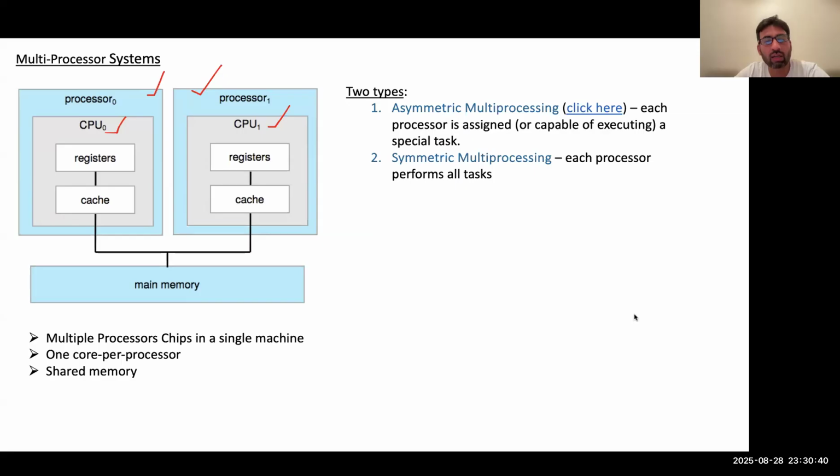Another example is, let's say in a machine you have two processors. One of them is for running only floating point instructions, and the other is for running all other instructions. So yes, you still have two processors, but they are not of the same capability. So we will categorize them as asymmetric multiprocessors.